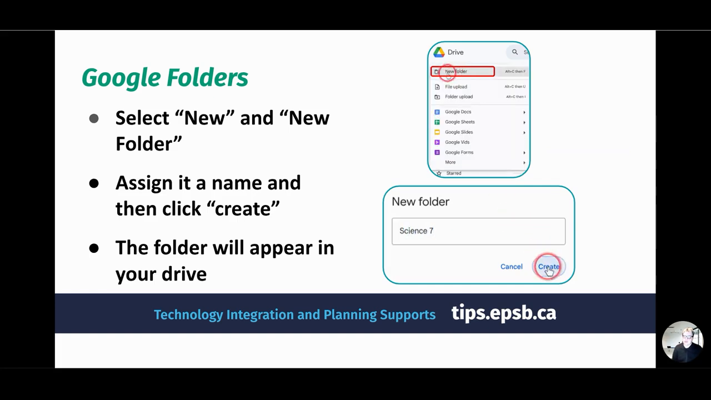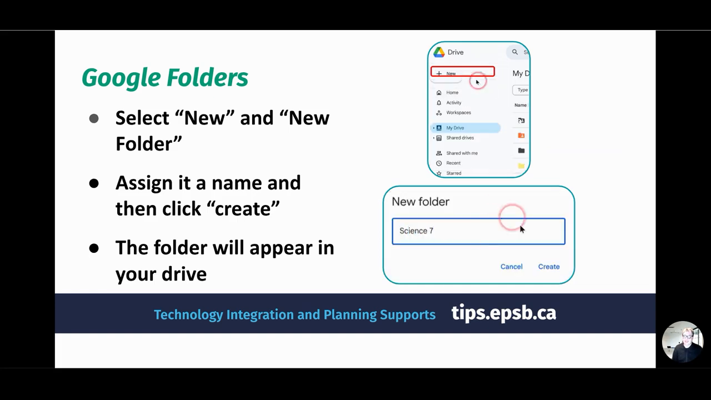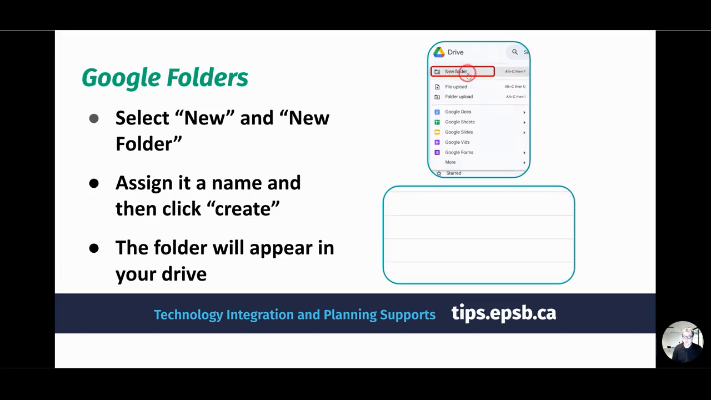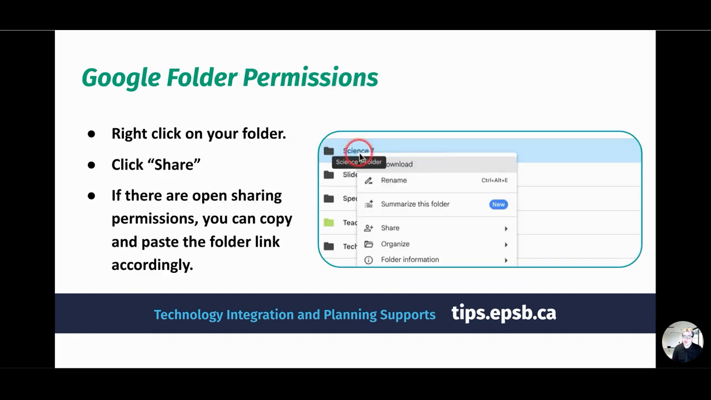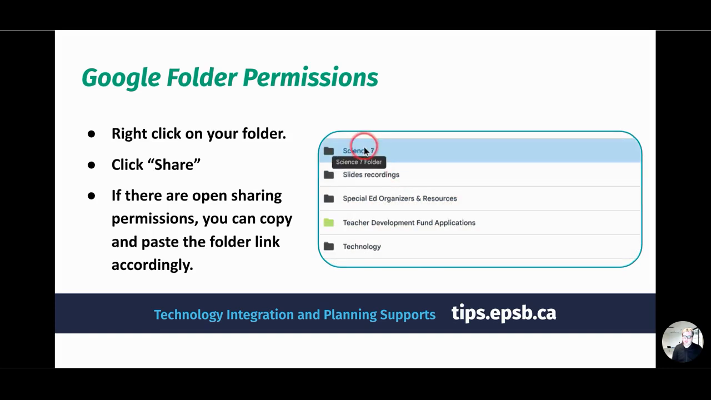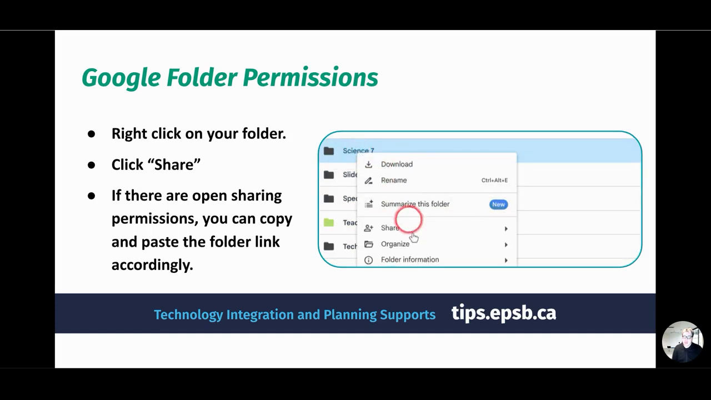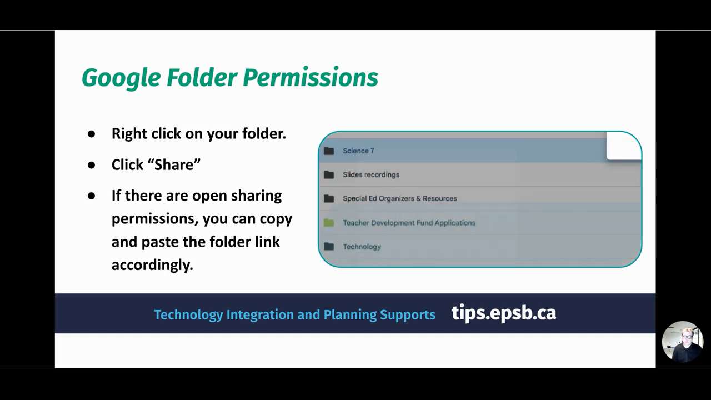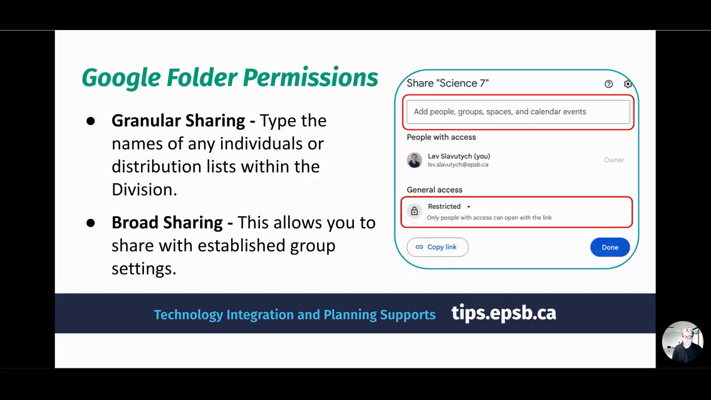Now let's look into the process of creating Google folders. Your first step is going to be to select New and then click New Folder. Next, assign it a name and then click Create. Once you're done, the folder will appear in your Google Drive. Moving on to specific Google folder permissions, to begin managing access, right-click on your folder. From the menu, click Share. If there are open sharing permissions that are already set, you can simply copy and paste the folder link accordingly.